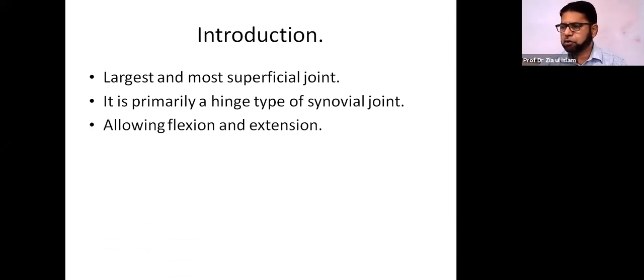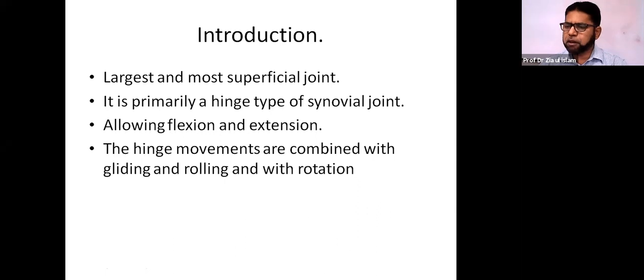Condylar joint we कहते हैं, also call it a condylar joint because condyles are involved in these joints. That is, the condyle superiorly by the femur and inferiorly by the tibia. So it allows flexion and extension, and the hinge movements are combined with gliding and rolling with rotation. जैसे मैंने बताया कि gliding और rotation में भी थोड़ी बहुत movements होती हैं.